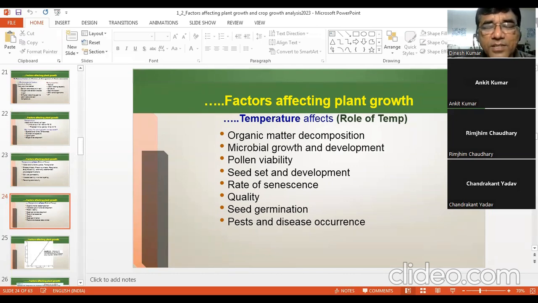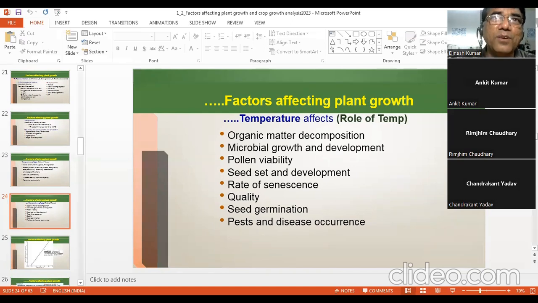Rate of senescence, as she was discussing about growing degree days, GDD or heat units. If a plant is able to get the required growing degree days in a shorter period of time, then it will mature faster. So overall, the growth will be affected. The quality of the material is affected. I will show you how temperature affects the nutrient content or micronutrient content in plants. Seed germination is influenced by temperature. You know it very well. And pest and disease occurrence.